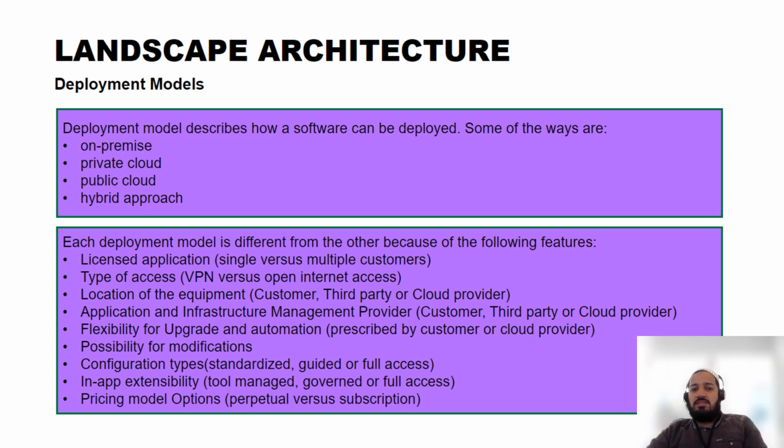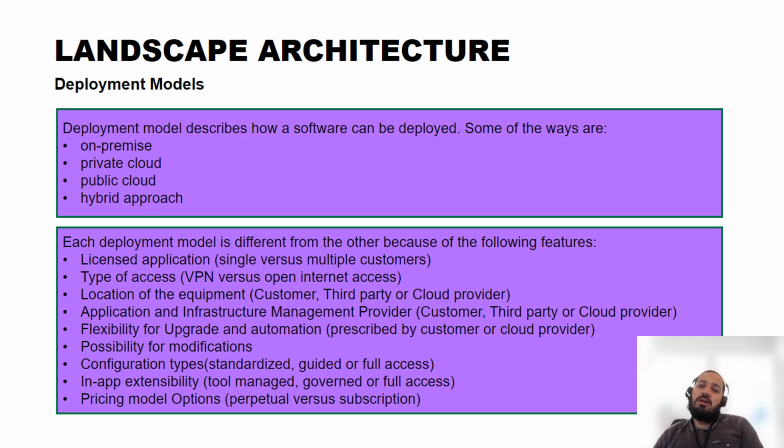Each deployment model is different from the others because of the following features. Every model has its own pros and cons, and based on what is required by the business, it is picked up. Each deployment model comes with licensed application, type of access, location of the equipment, infrastructure management providers, third-party users, the flexibility to upgrade and automate things, and the possibility for modifications.